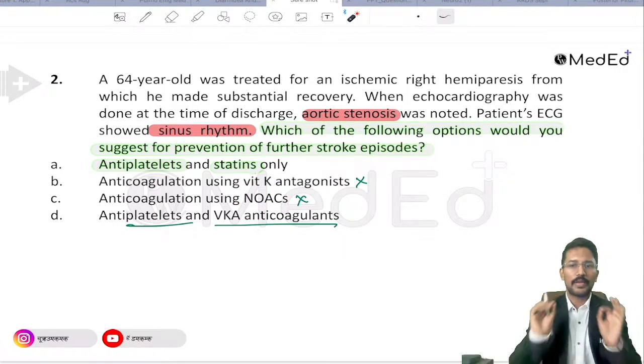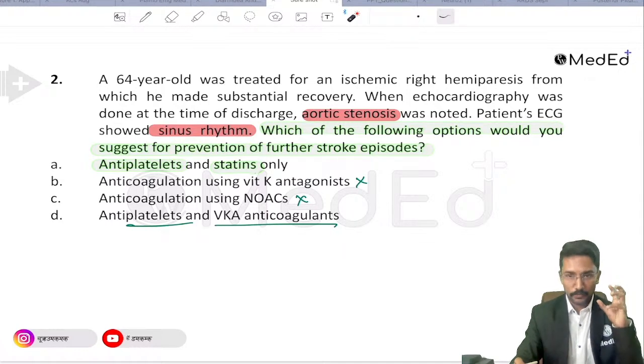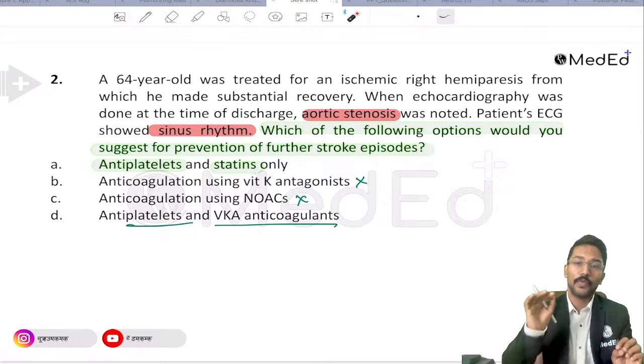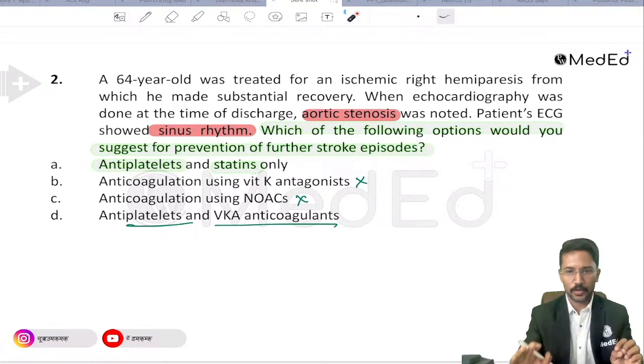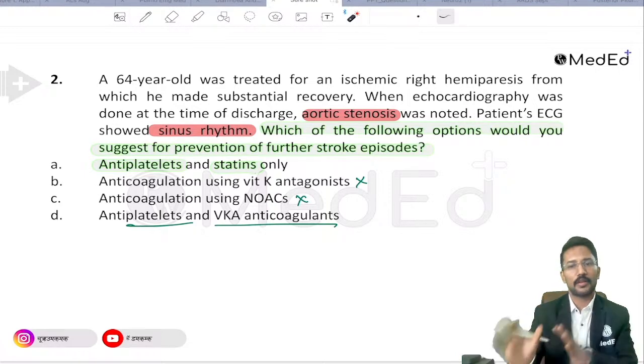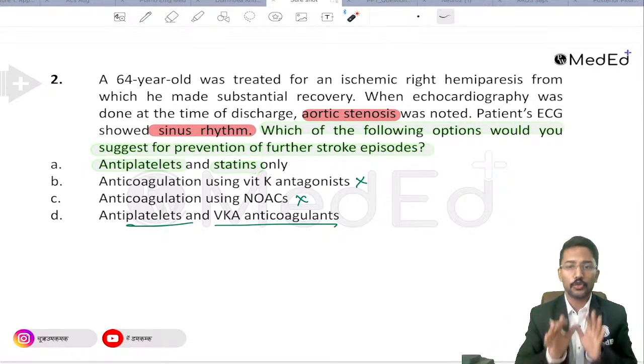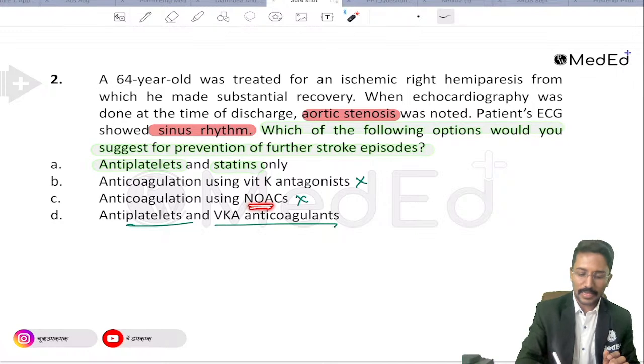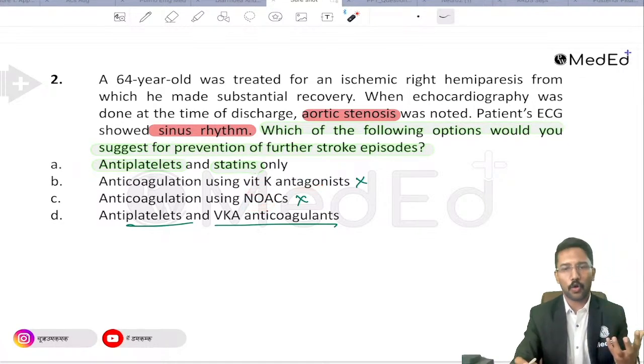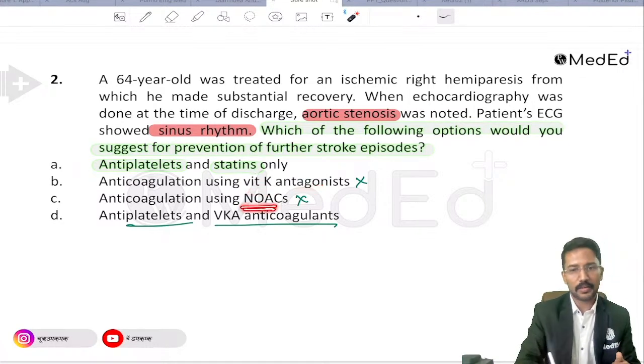Okay, I want you to remember one important point. If you have a valvular heart disease, particularly of rheumatic origin, in that case anticoagulation always has to be with vitamin K antagonists if it is rheumatic in origin. If it is non-rheumatic, you're open to consider newer oral anticoagulants as well as vitamin K antagonist, and we all know that newer oral anticoagulants are better than vitamin K antagonists.